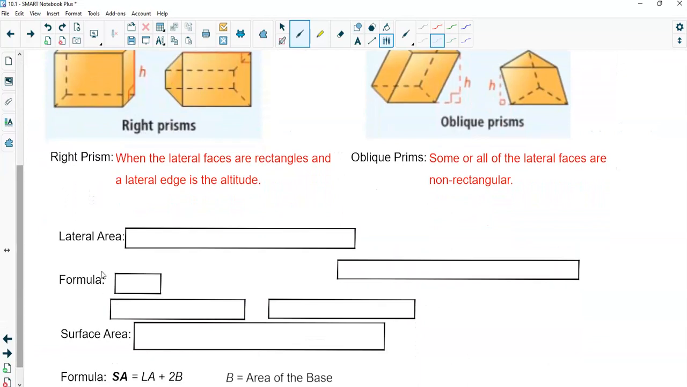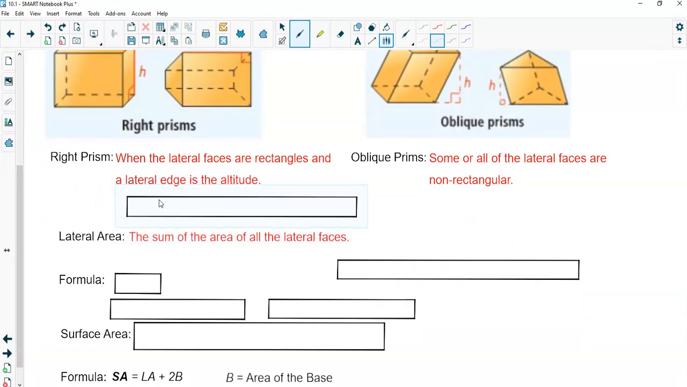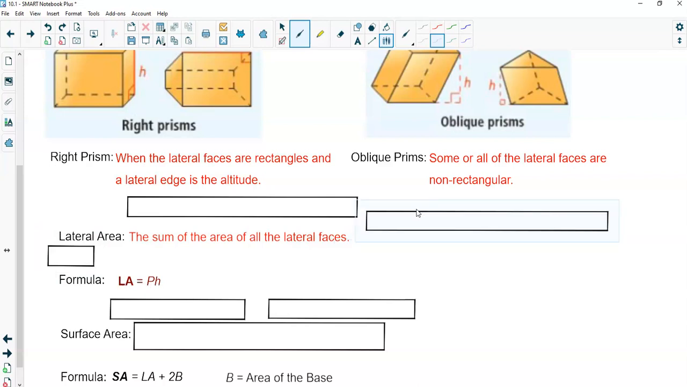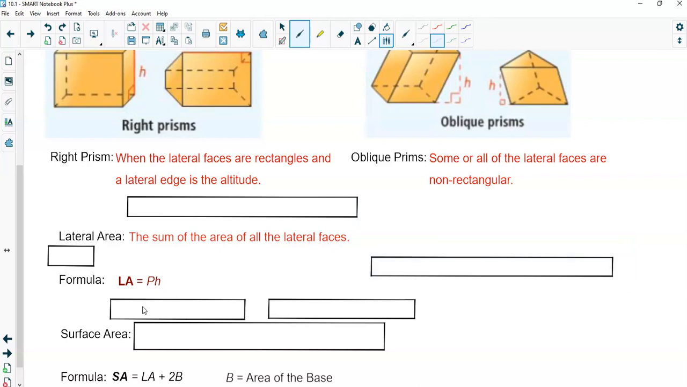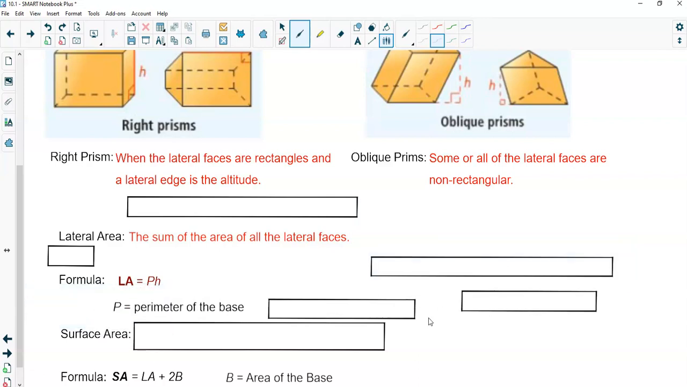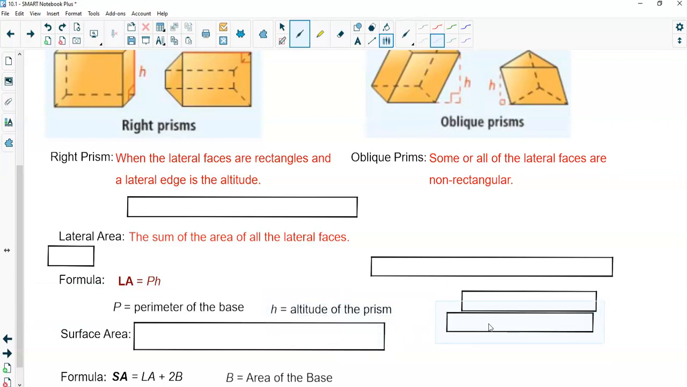All right, so what is the lateral area? Well, the lateral area is the sum of the areas of all the lateral faces, or all their sides, okay? When you sum up all the sides, not including the bases, you have the lateral area. The formula for that is the lateral area equals the perimeter of the base, or big P, times the height. Big P stands for the perimeter of the base, while H stands for the altitude of the prism.